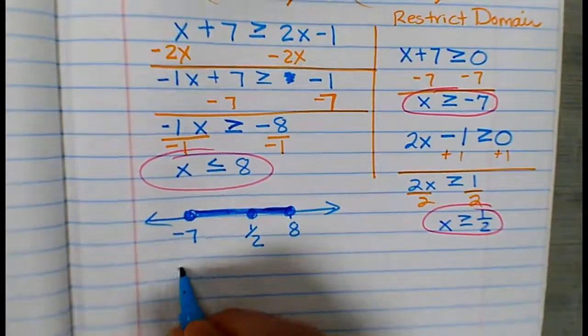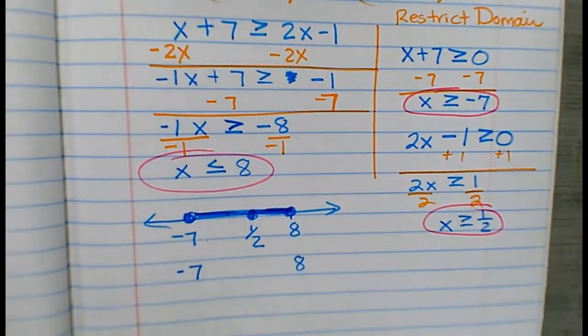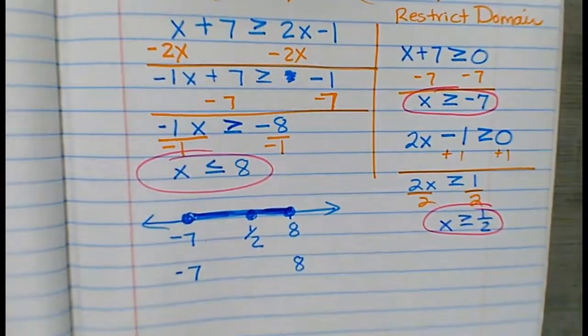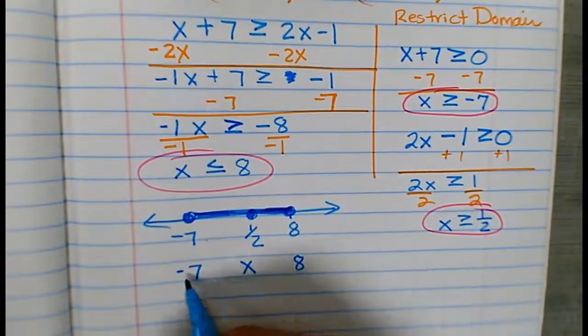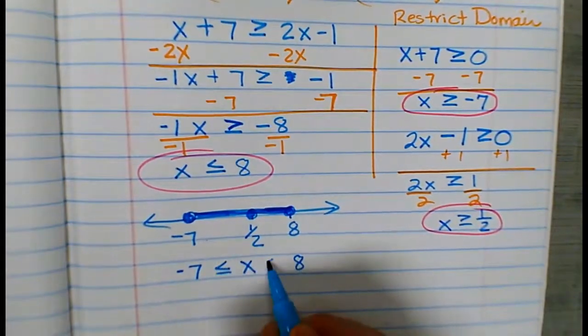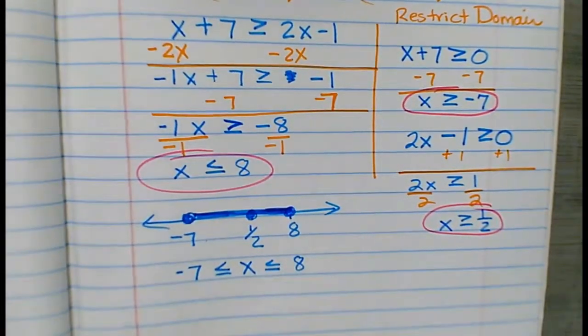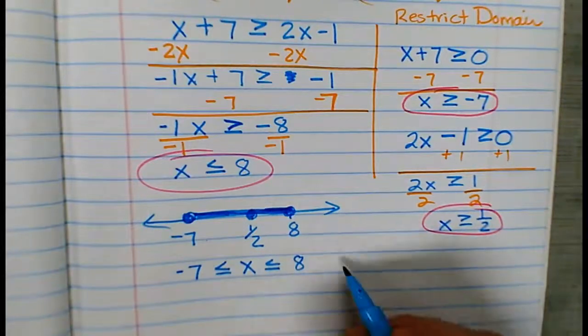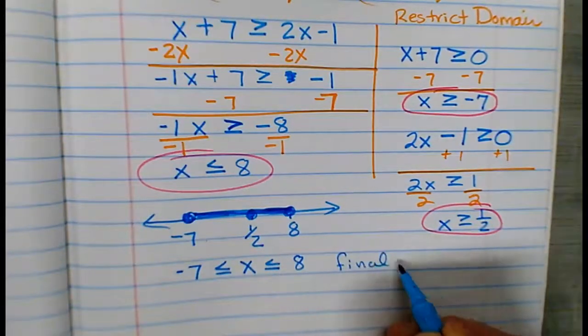So my answer is between negative 7 and 8. The 1/2 is included in there. X is between negative 7 and 8. And when you write a between statement, you point to the left because you always go from less than to greater than. And so that is my final answer.